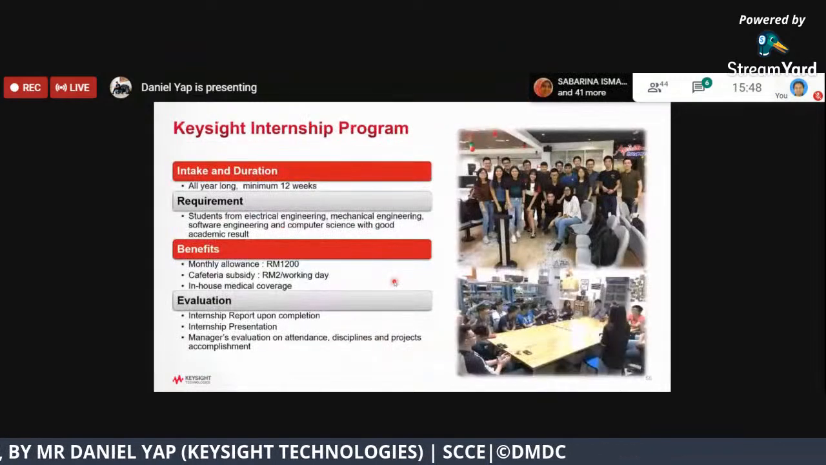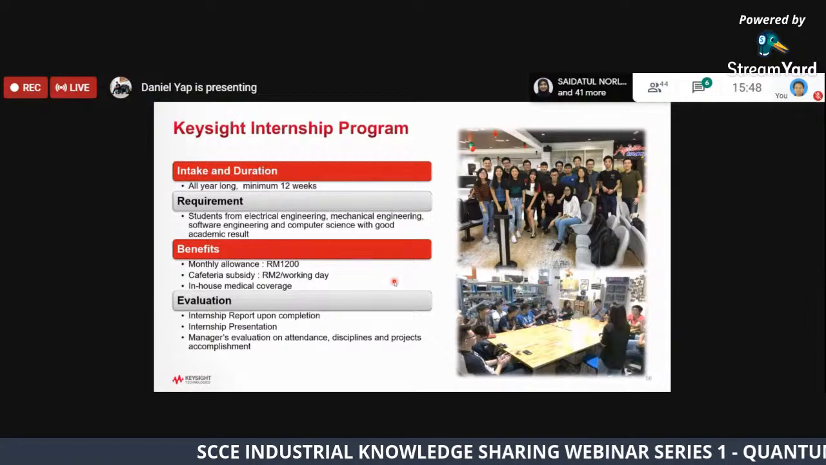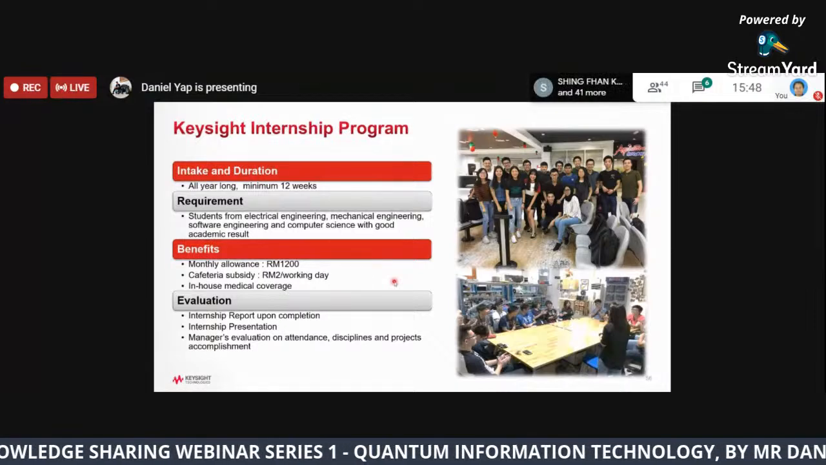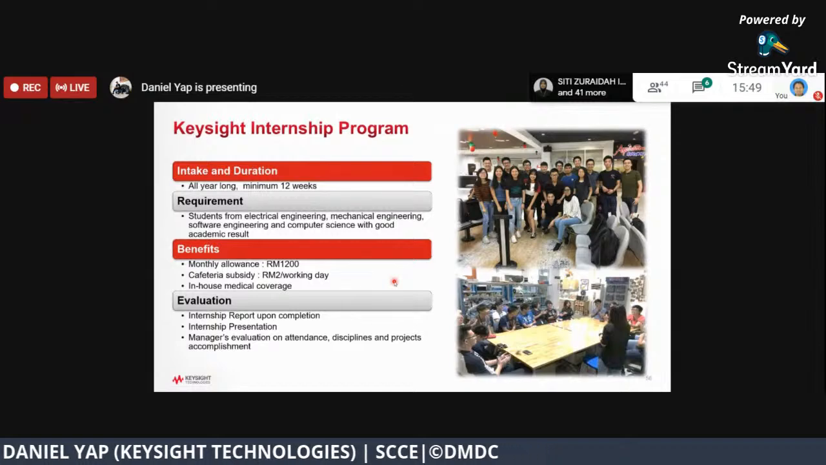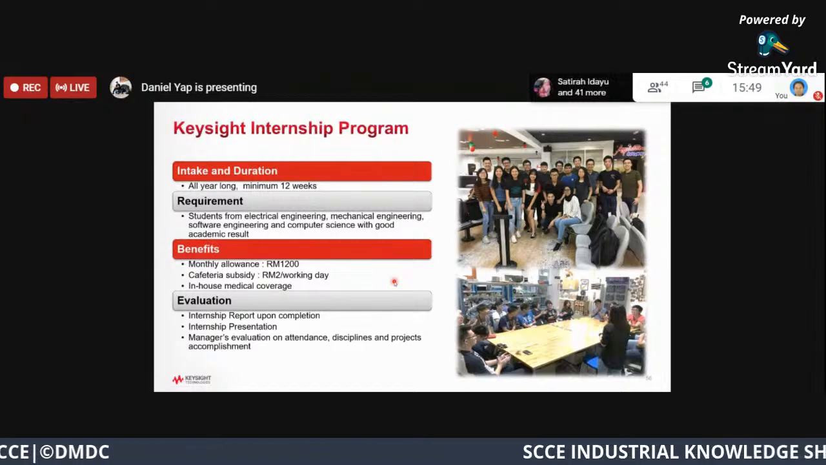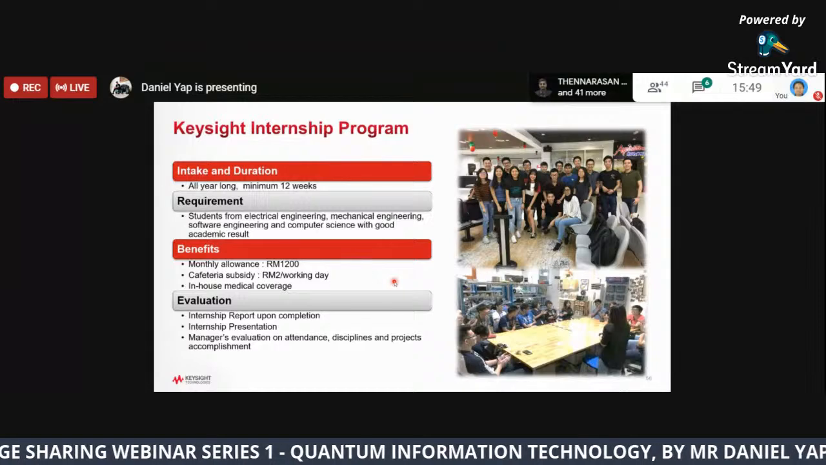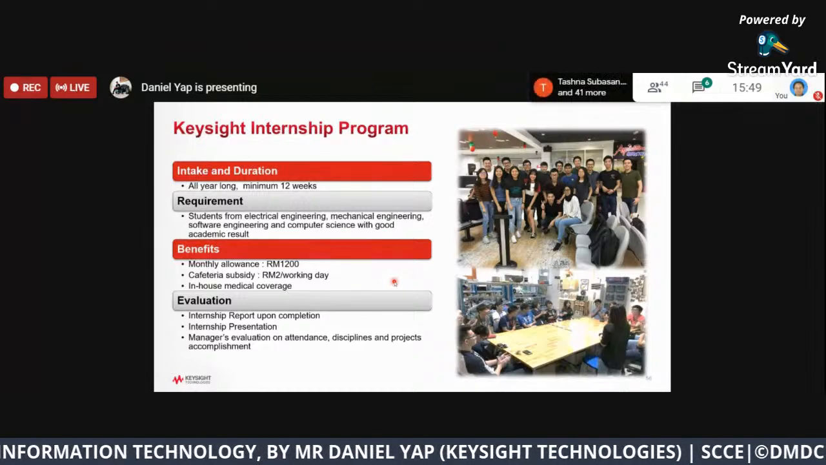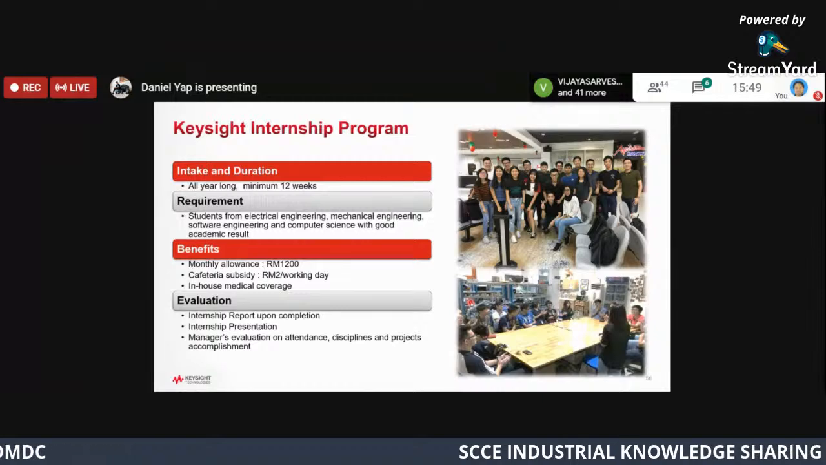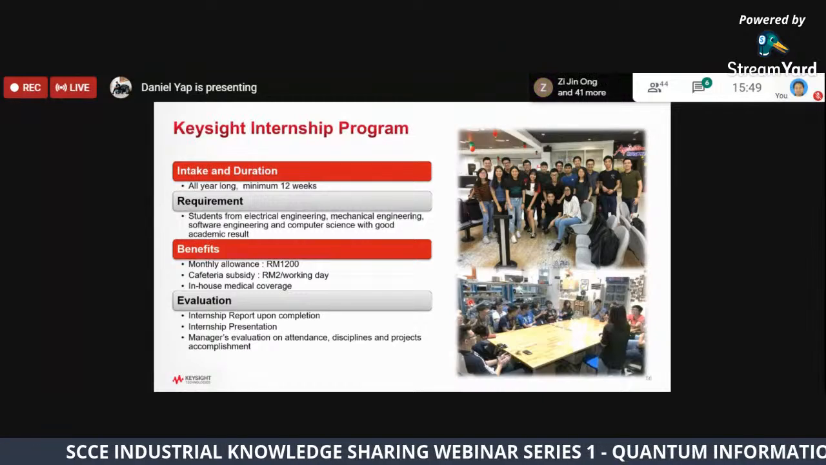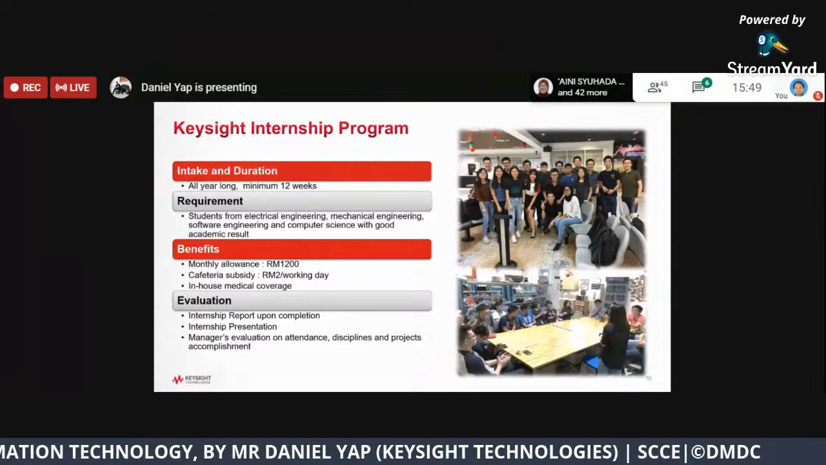We also take in interns. We do have internship programs. If you are still a student and want to do your internship, this is the information. It's available all year long. The minimum must be 12 weeks. Okay, it must be 12 weeks. 10 weeks is still not good enough. Ideally, the longer the better. We do pay an allowance, about 1,200 ringgit per month. There will be a cafeteria subsidy of 2 ringgit per day. We have in-house medical coverage. So it is very interesting. There's an opportunity to explore and learn from the experts within the Keysight campus. And there's a lot of different technology as well.